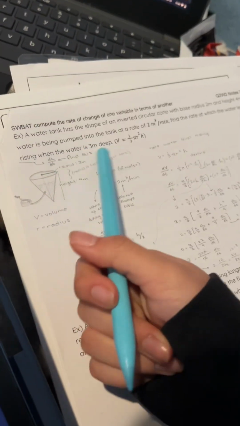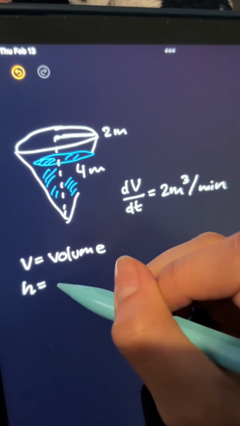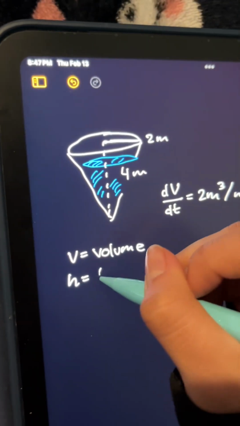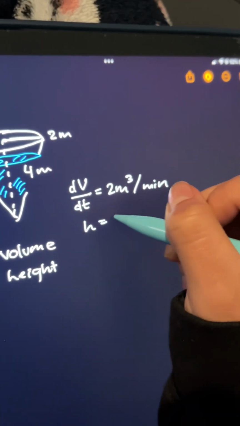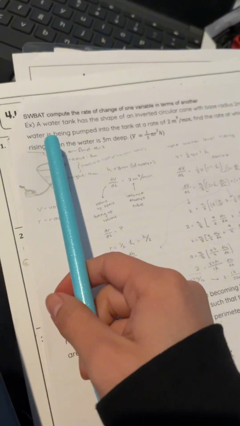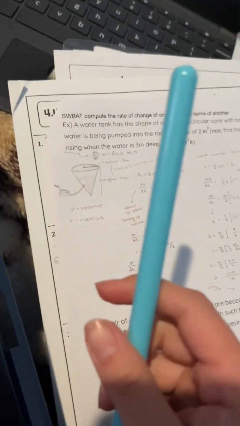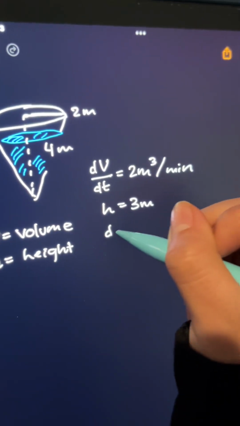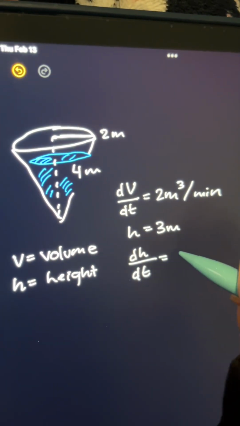Okay, and then it says find the rate at which the water level is rising when the water is 3 meters deep. So it tells you the height, or how deep it is. So h is height, and they're giving us h equals 3 meters. We're finding a rate at which the water level is rising, so we're not asking how much it's taking up, but how much it's going up by, which is the height. So we have to find the height with respect to time.